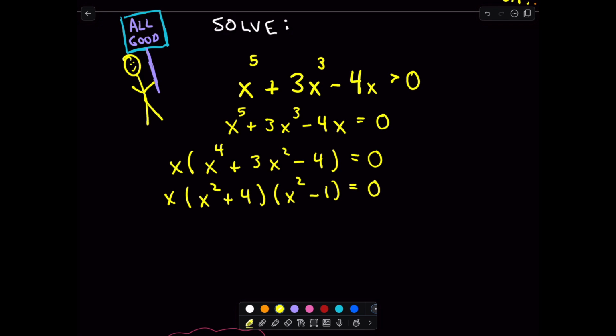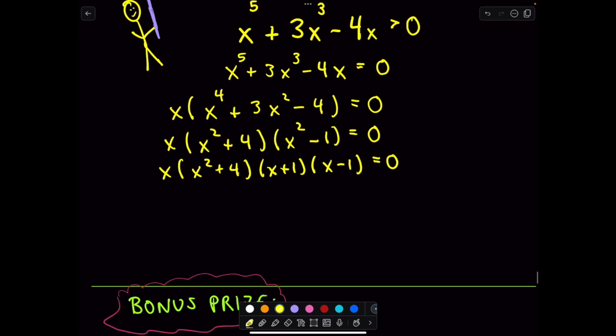And again, maybe you've seen this, maybe you haven't. That's not the point of this. The point that I'm trying to illustrate here is you can just keep trying to factor. Now, x squared plus 4 does not factor, but x squared minus 1 does factor. It's a difference of perfect squares. That's x plus 1 and x minus 1. This is now completely factored.